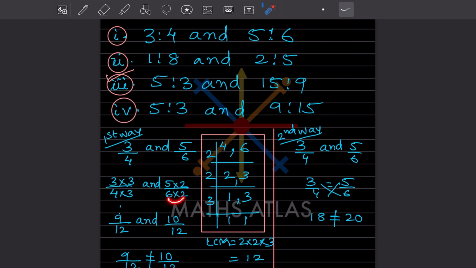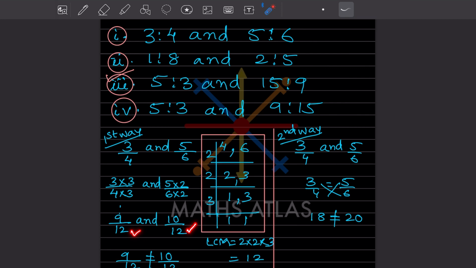6 times 2 is 12. So this 2 is extra. So here also you will multiply by 2. Now look at here. 3 3s are 9. 4 3s are 12. 5 2s are 10. 6 2s are 12. So now what you can see, both of these denominators are the same.